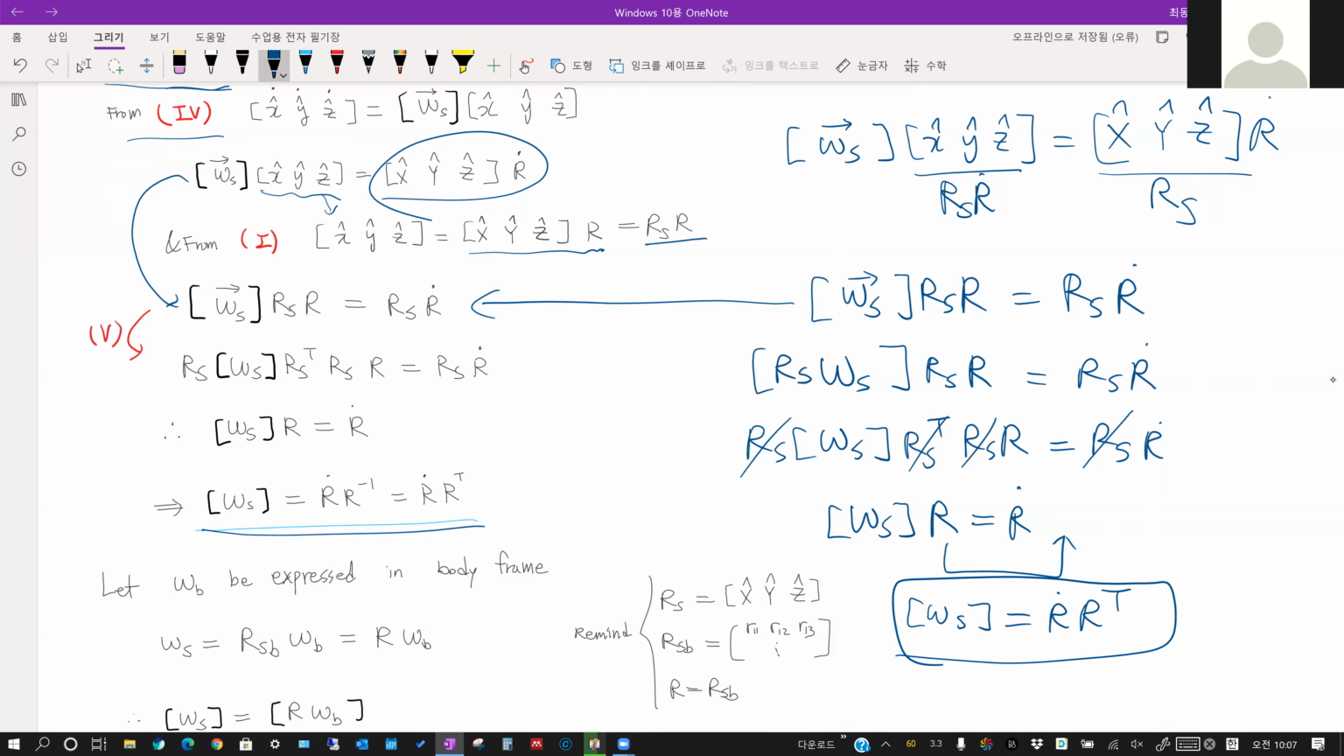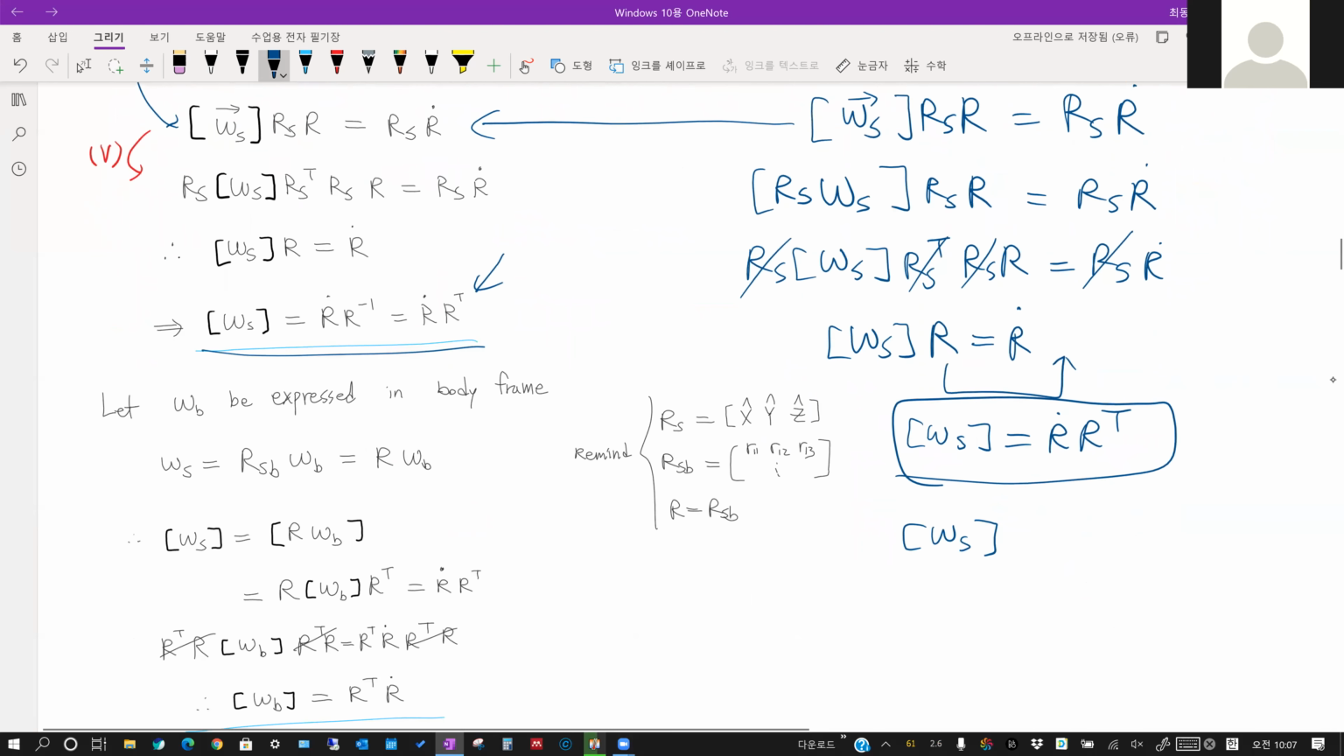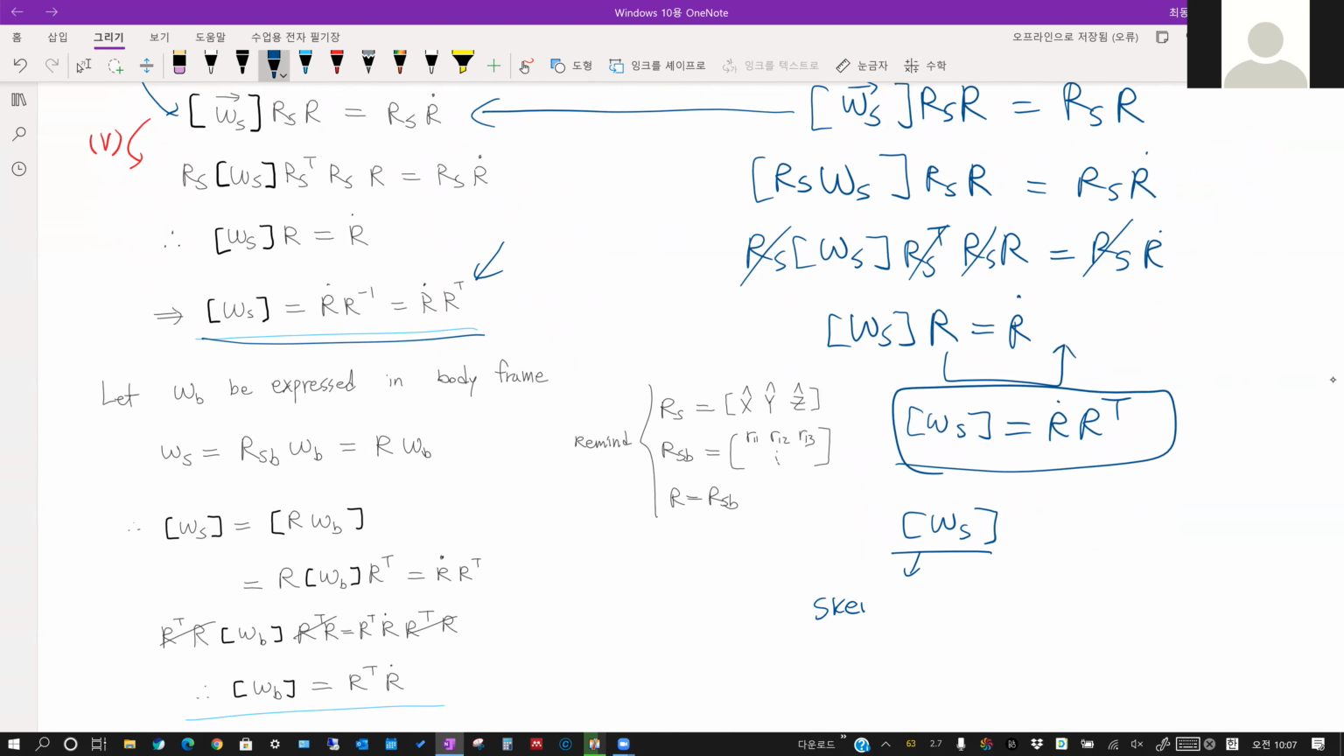So as a result, we find out the skew symmetric matrix of R omega_s. This one is the skew symmetric matrix of omega_s. Omega_s is the angular velocity in the fixed frame.